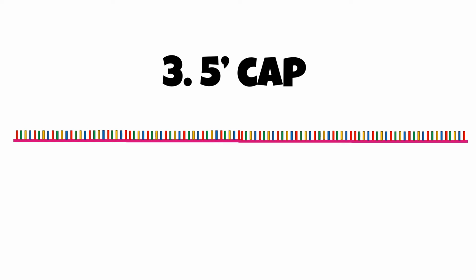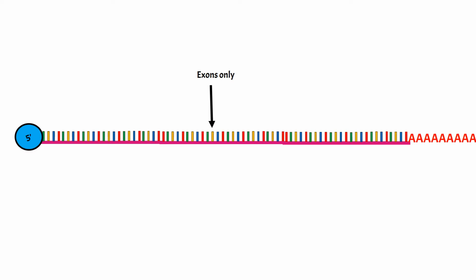The final third step is to add a 5' cap, which is really just an altered guanine nucleotide. Again, this helps prevent the RNA from degrading due to the presence of other enzymes in the cytosol. So now we've spliced out our introns, we've added our poly-A tail and our 5' cap. We're ready to slip through the nuclear pores and head out into the cytoplasm.